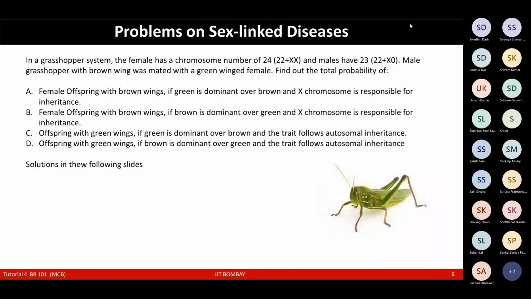Just try these questions. Read the statement carefully, and the answer is given in the statement only. You just have to make a cross. That's it. Anybody? 1 by 2. No, 1 by 2 is possible, but in which case actually?